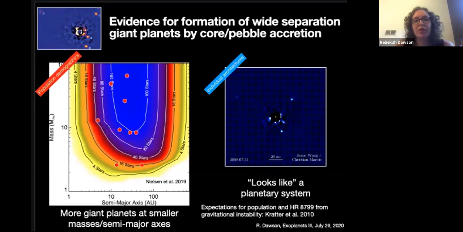An individual architecture that weighs in on this is the HR 8799 system itself, that one in the top left corner. It's a system of multiple giant planets in or near orbital resonance. So it really looks like a planetary system. So these things together suggest that these wide separation directly imaged planets, or at least a significant portion of them, may be more an extension of the giant planet population like our solar system giant planets.